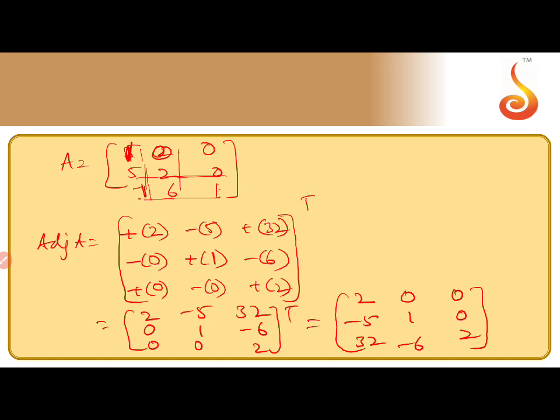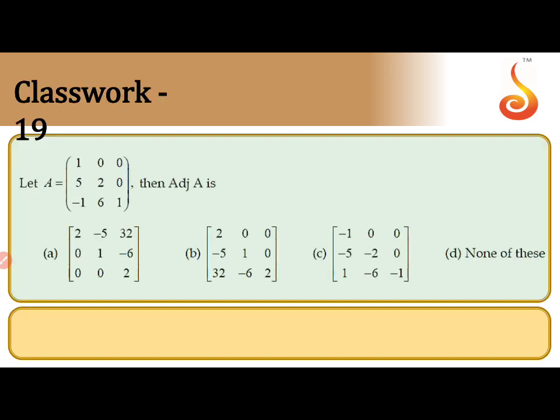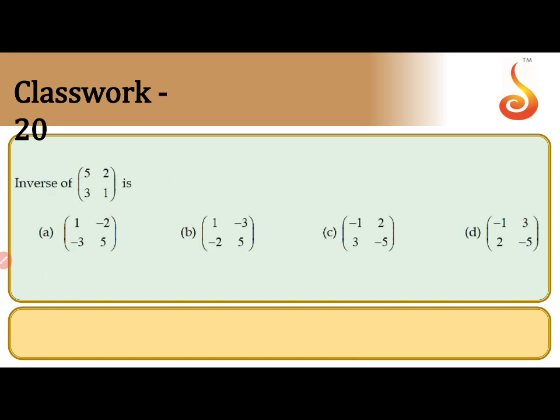So check the options. The first row is 2, 0, 0, then minus 5, 1, 0, then 32, minus 6, 2. This is the required answer. Check which option is matching with this one. Only option B is matching. So option B is correct.